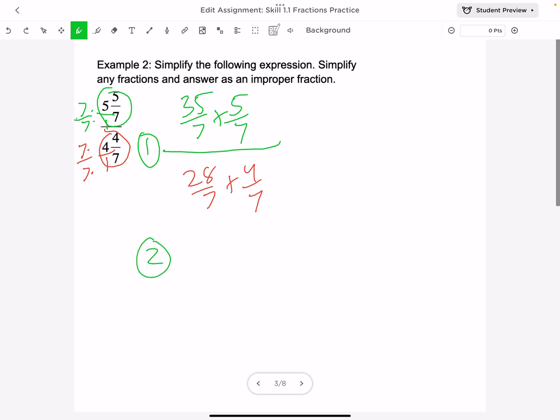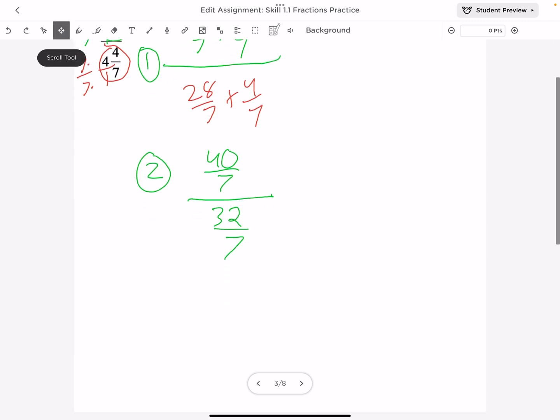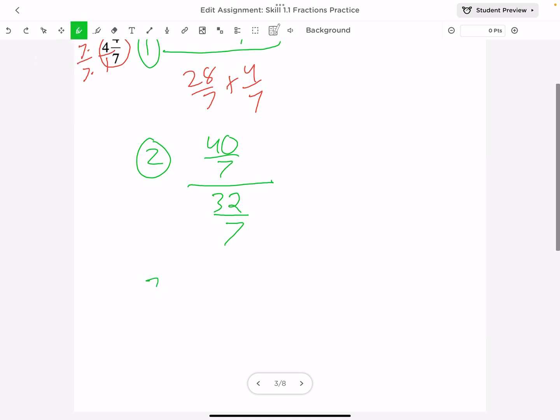It becomes 35 plus 5 is 40 divided by 7, divided by 32 divided by 7, like that. Now, whenever we divide, it is the same as multiplying by the reciprocal. So this is the same as, when we take the reciprocal, 40 over 7 times 7 over 32. So all I've done is I've flipped my 32 and my 7 like this.